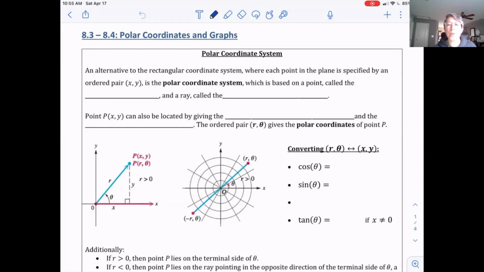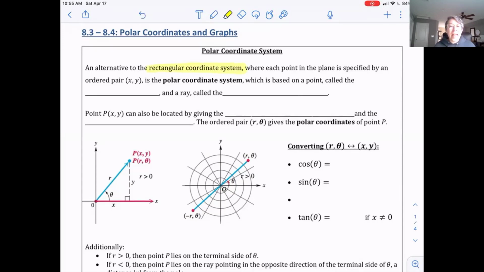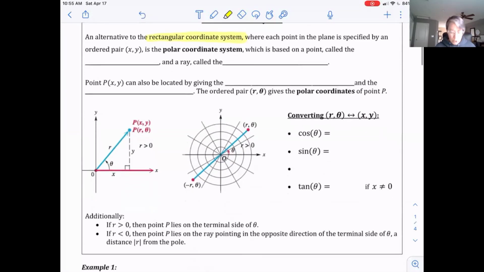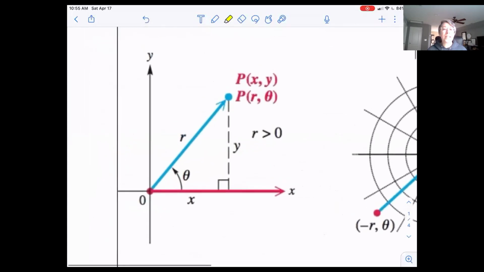All right, team, we're actually going to combine sections 8.3 and 8.4, polar coordinates and graphs. These are kind of an introduction to what polar coordinates are. So we're used to working with what we call the rectangular coordinate system, and that would be this picture below. Rectangular coordinate system where we have the x-axis, the y-axis, and typically it's on a grid of squares or rectangles where you can move over 2 and up 3.